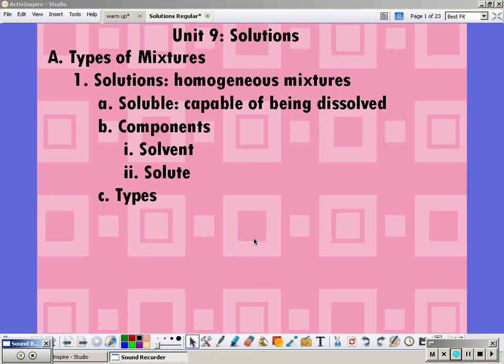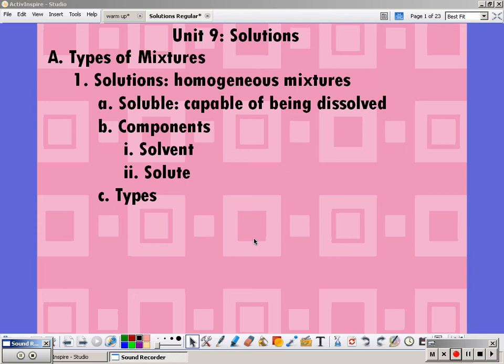There's two components in every solution, your solvent and your solute. The solvent is the larger amount. It's the thing doing the dissolving. The universal solvent is water. The solute is the small amount, and it's the substance being dissolved.